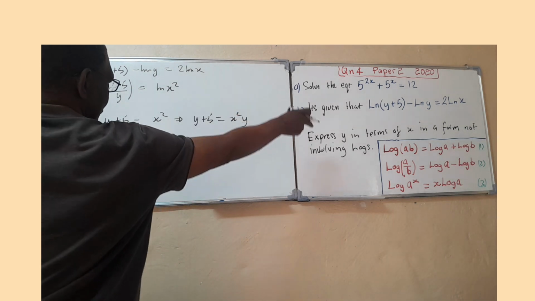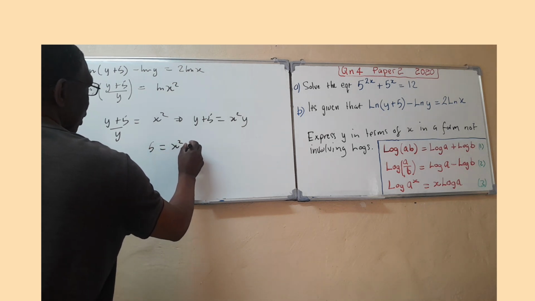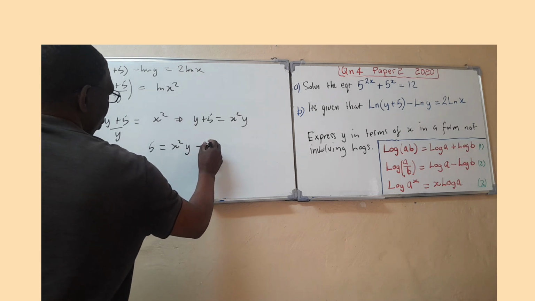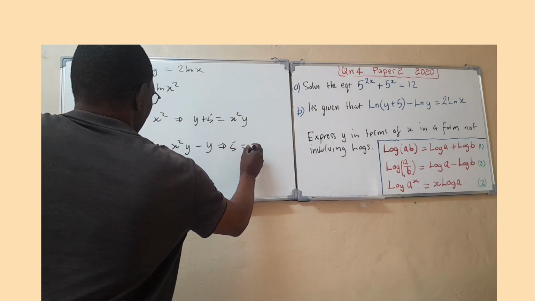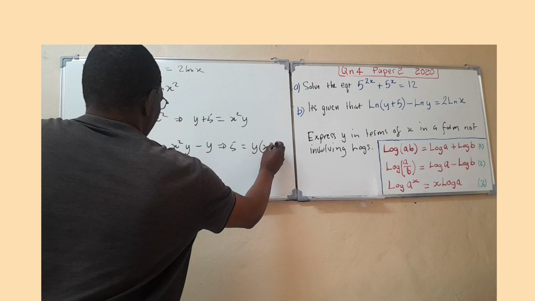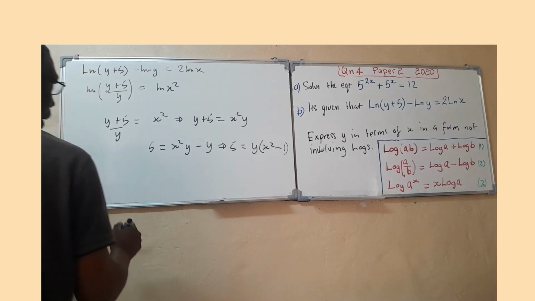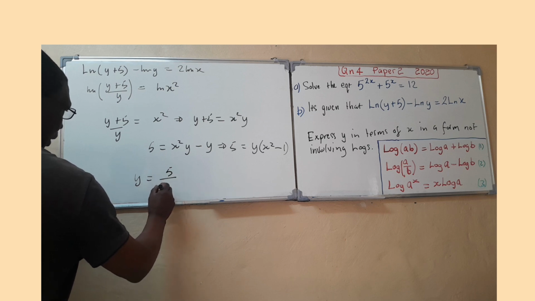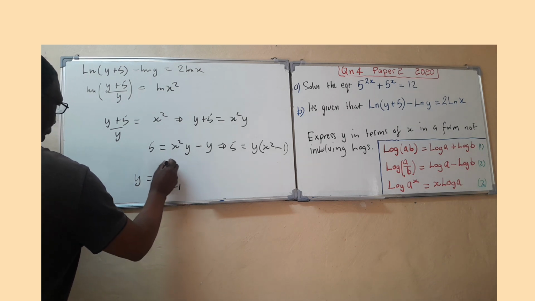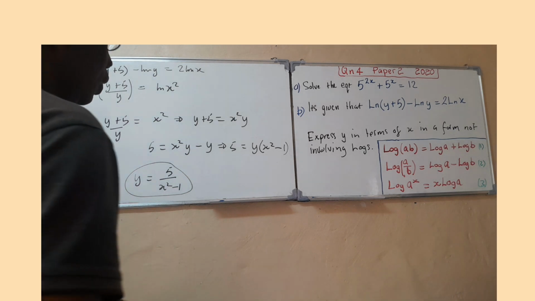Then let me take this other y to that side. I am left with 5 is equal to x squared y minus y. Factorize. This implies 5 is equal to y brackets x squared minus 1. Dividing both sides by x squared minus 1, I have y is equal to 5 divided by x squared minus 1. Now I have expressed y in terms of x in a form which does not involve logarithms.